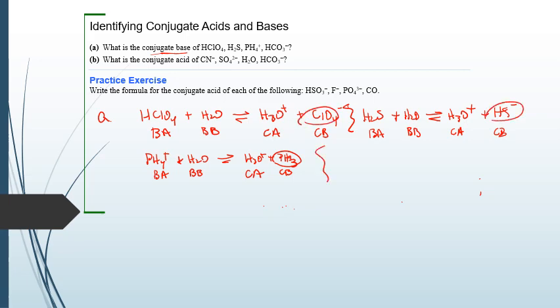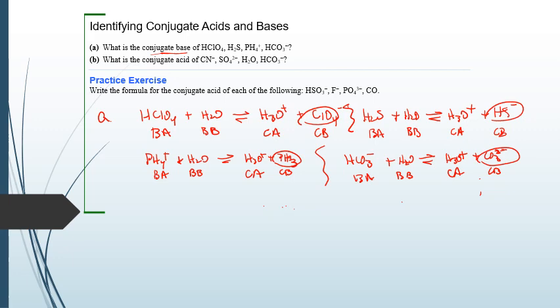Okay, and we have our last one here, the HCO3 with a -1 charge. So again, I'm going to react that with water, and that is going to form H3O+, and then I would be left with CO3 with a 2- charge. So I have my Bronsted acid, my Bronsted base, conjugate acid, conjugate base.